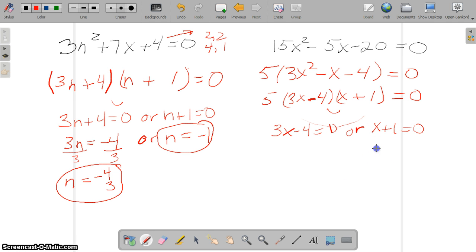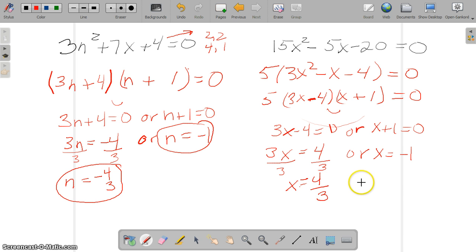So I'll do the easy one first again. x can be negative 1, or add 4 to both sides, divide both sides by 3. Boy, we keep getting the same answer. Did I really just do the same one? Oh no, it's different. Slightly different, isn't it? So I've got x equals 4/3. So our solution is either 4/3 or negative 1. So it was similar to the other one, but this is positive and that's negative.